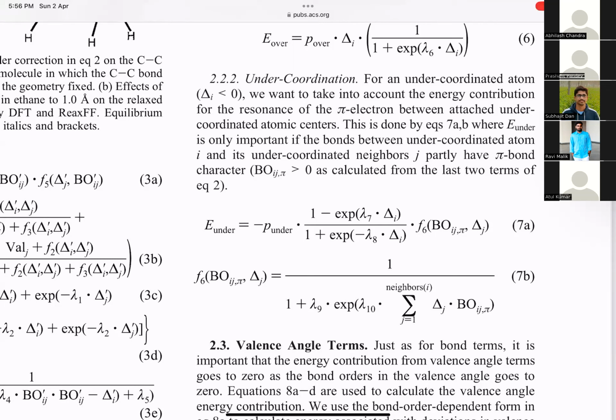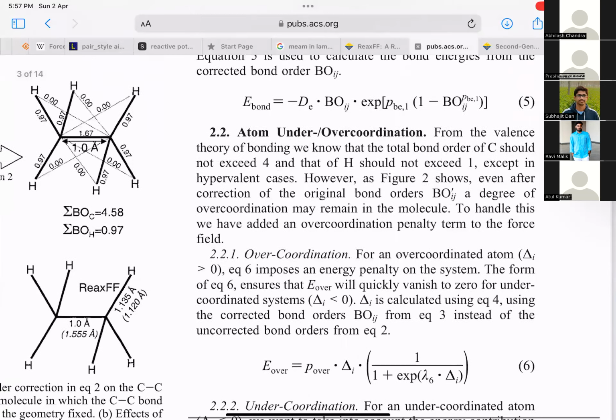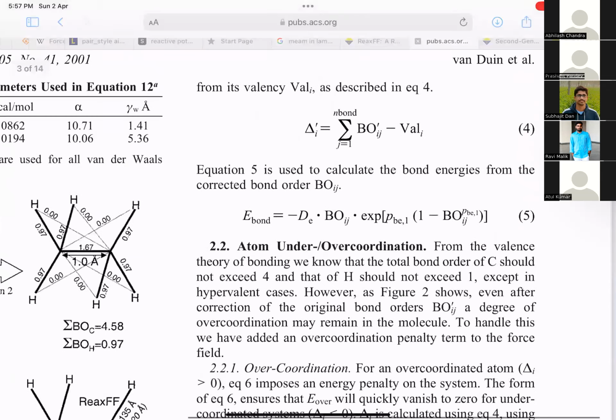No. This will be all for the same system, because this reactive force field has different parameters for each element. So it will depend upon your element. Okay. And this gamma term is in the exponential expression. Okay, this gamma term.